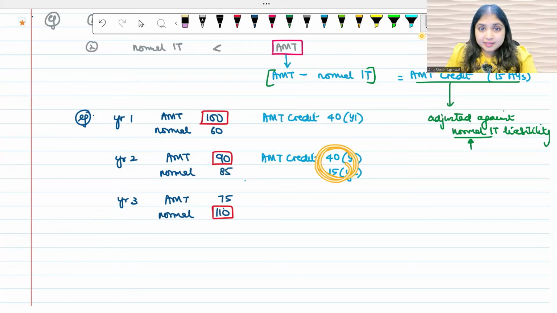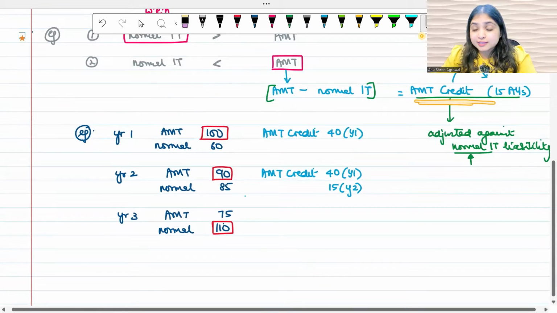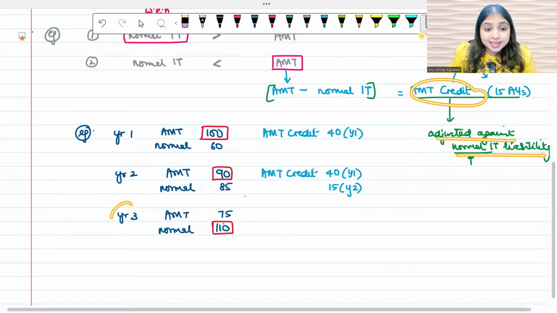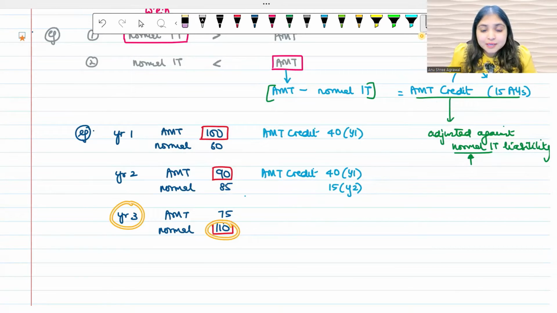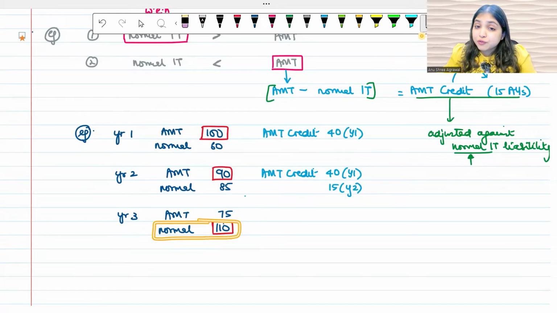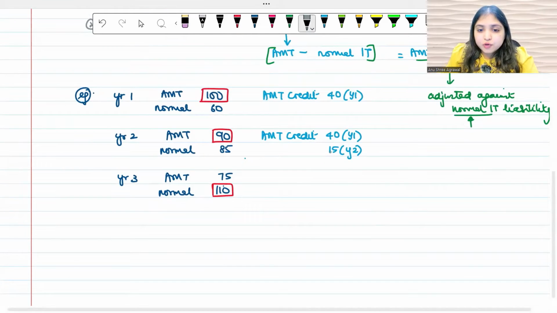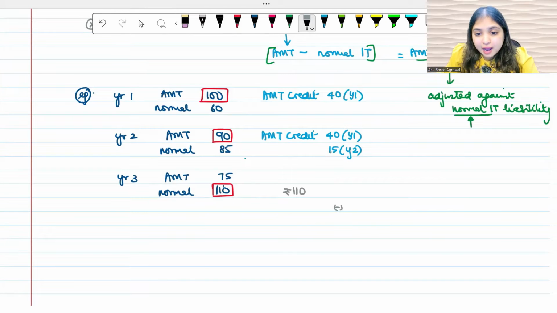What to do with AMT credit, guys? I've told you what to do with AMT credit. Look at this. AMT credit will be adjusted against normal income tax liability. Are you noticing that in year 3, we have normal income tax liability? We have to pay normal income tax of 110. So now when we are going to pay normal income tax liability, that is when we can utilize this AMT credit. So what we will do is, see what our normal income tax liability is here, 110. From this 110 rupees, we will subtract our AMT credit. How much AMT credit are we having?